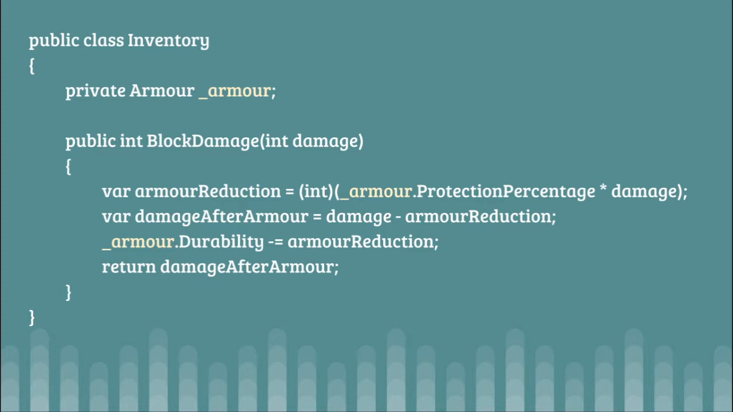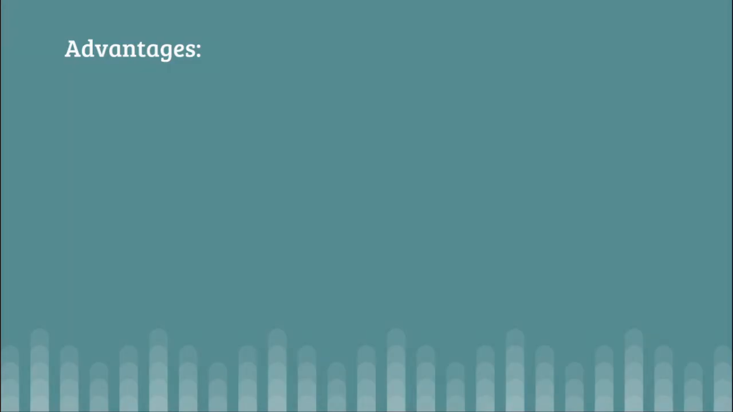Dependency injection solves the issue without adding any new code. We create an armor object, pass it to the inventory, then pass the inventory to the player. After the player takes a hit, we use the saved reference to check the armor state. In conclusion, dependency injection allows us to create a loosely coupled architecture which has a lot of advantages. Here are only a few of them.